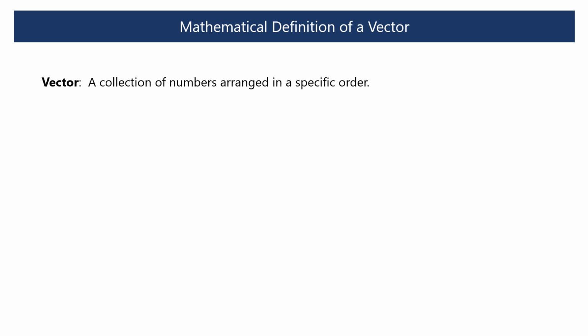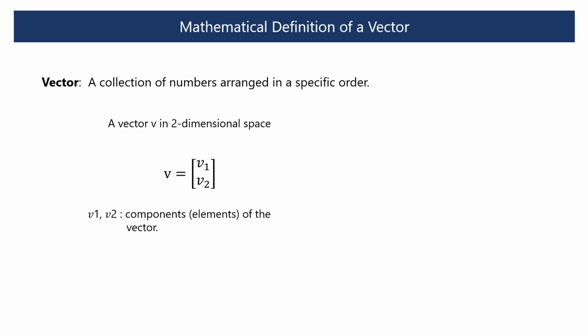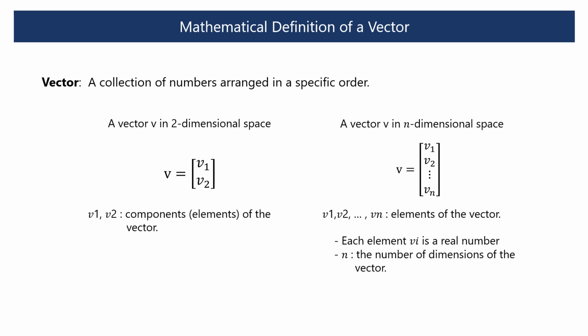Mathematically, a vector is a collection of numbers arranged in a specific order. For example, a vector v in two-dimensional space can be written in this way. Here, v1 and v2 are the components or elements of the vector. In more general terms, a vector v in n-dimensional space is represented in this way, where v1, v2, ..., vn are the elements of the vector. Each element, vi, is a real number, and n represents the number of dimensions of the vector.